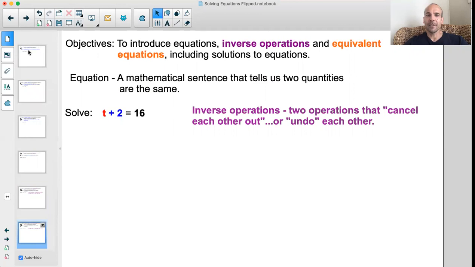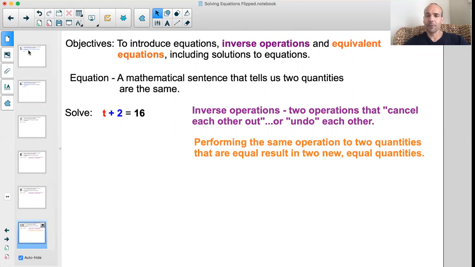Equivalent equations are equations that you can write that replace one like t plus 2 equals 16, which is kind of this puzzle, and sometimes they're pretty complex puzzles, with an equivalent thought, something you can conclude that's a little bit easier to decipher. So performing the same operation to two quantities that are equal results in two new equal quantities. So t plus 2 we know is equal to 16. And if we do something to t plus 2, and we also do that to 16, they won't each be 16 anymore, but they'll still be equal to each other because performing the same operation to two quantities that are equal results in two new equal quantities.